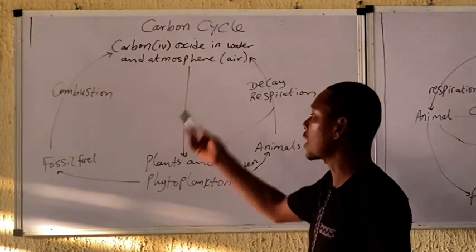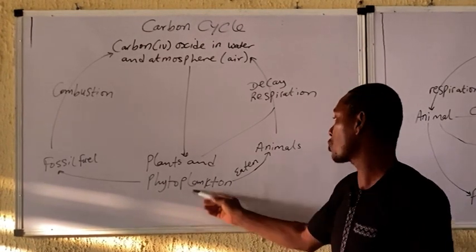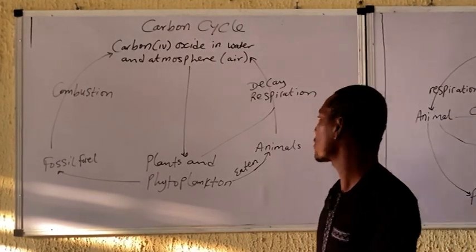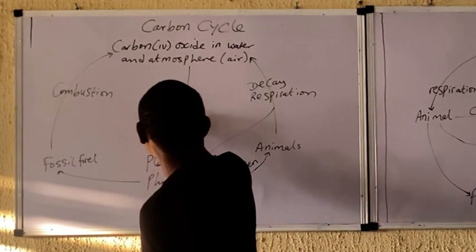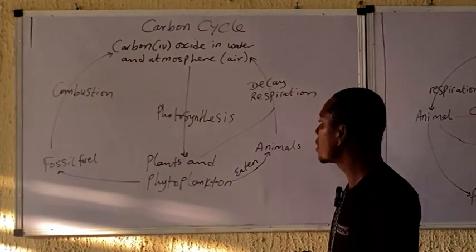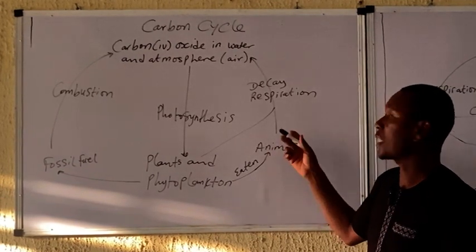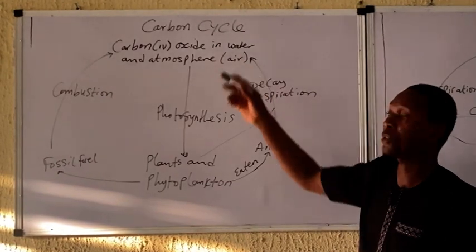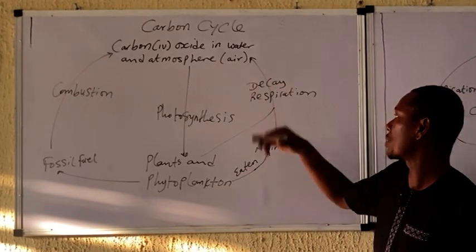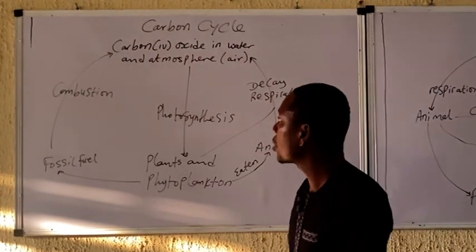We know that carbon dioxide in the atmosphere is utilized by plants. Even dissolved carbon dioxide in the water is utilized by phytoplankton to make their own food during the process of photosynthesis. So you can put this here, photosynthesis. Now these plants are eaten by animals, and these animals carry out respiration, in which they give out carbon dioxide back to the atmosphere. Animals and even the plants themselves, when they decay, and plants themselves carry out respiration, they also give back carbon dioxide into the atmosphere.